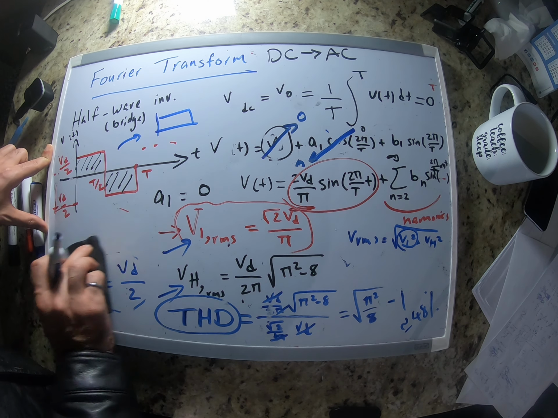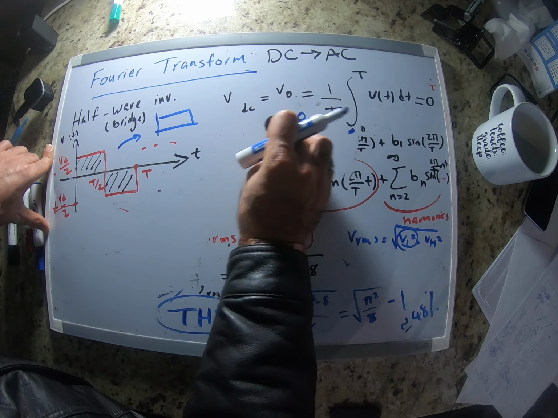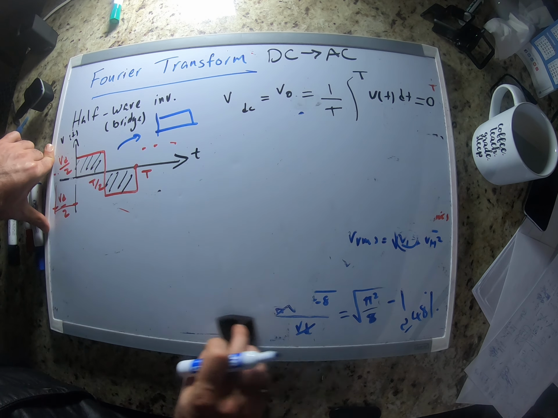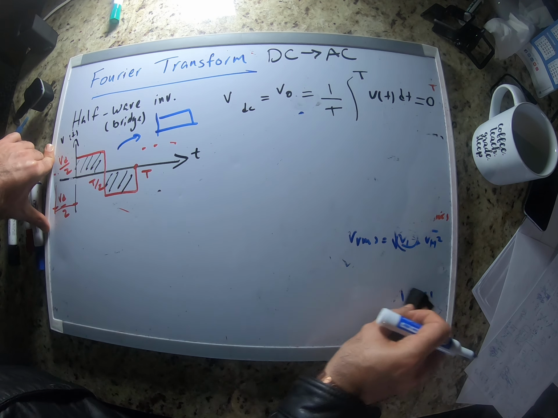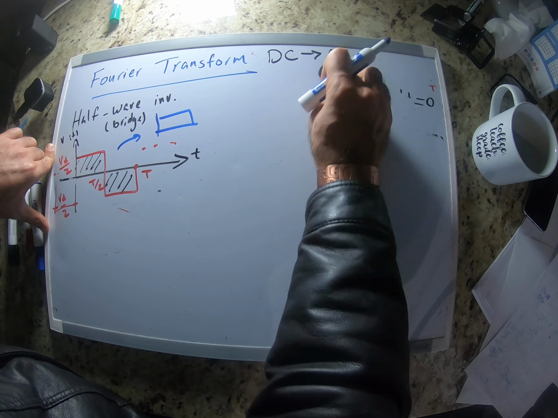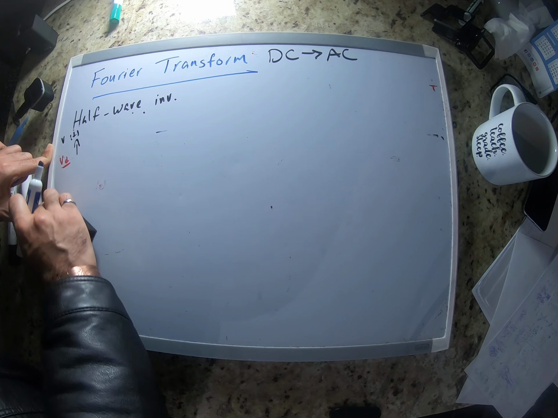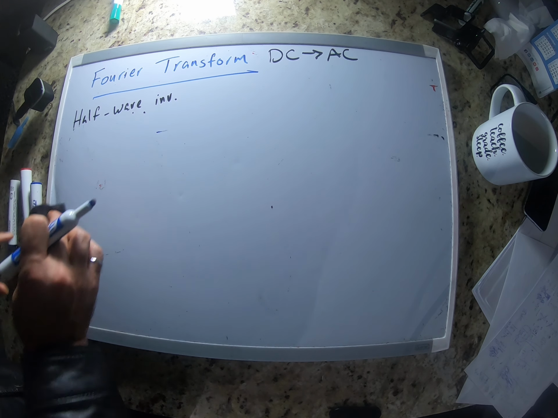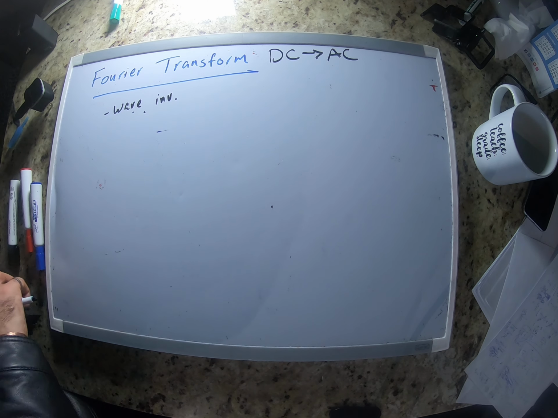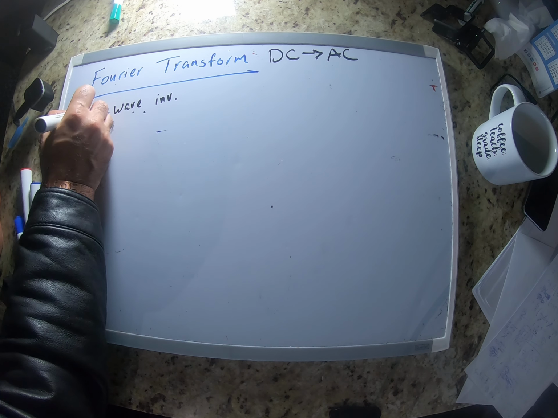Now we're going to go to full wave inverter. We're going to do exactly the same thing that we did here for full wave inverter. I don't expect you to do these calculations in the exam, but I want you to understand what's happening here: what THD is, what the fundamental frequency is, and why we use Fourier transform. This is something that I expect you to know, but the calculations, don't worry too much about them.